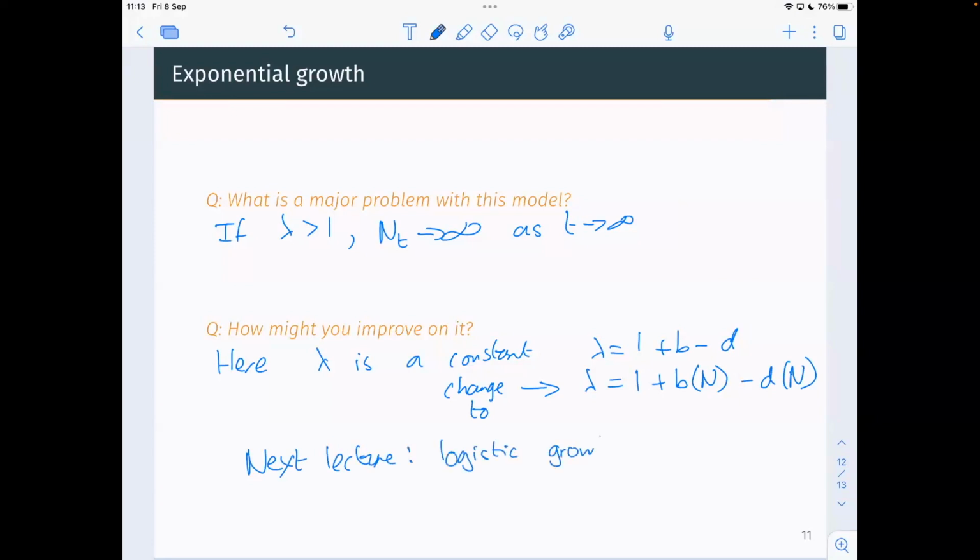And in fact, almost all models will have some form of density dependence in. Can anyone tell me why you might get some density dependence? Yep. Like maybe resource competition. Yep. So we have competition for resources.